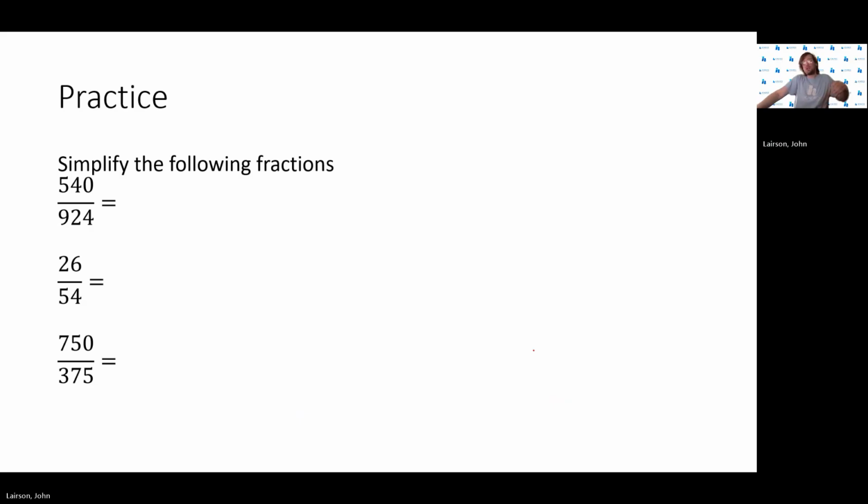So 540 and 924. We're going to simplify these fractions. We're going to reduce them to lowest terms. We're going to take 540 and find its prime factorization. I'll write 924 up here because we're also going to find the prime factorization of that. 540 ends in a 0, so I know 10 will work. 10 times 54 is 540. We'll see 10 a lot. So 10 is 2 and 5.